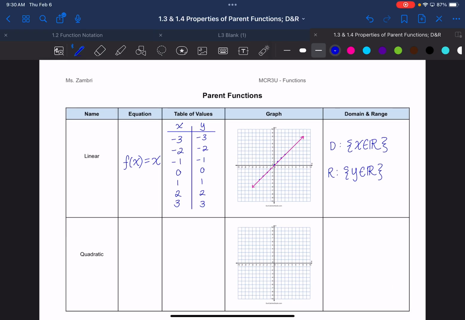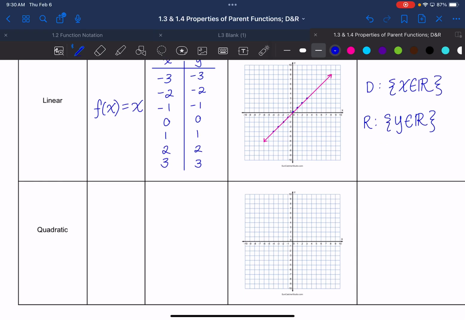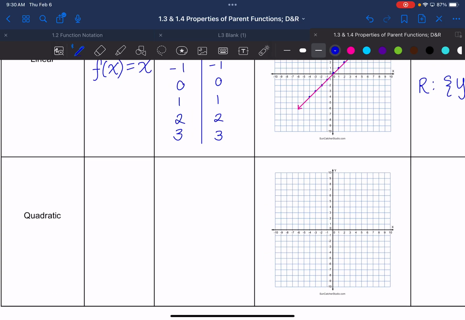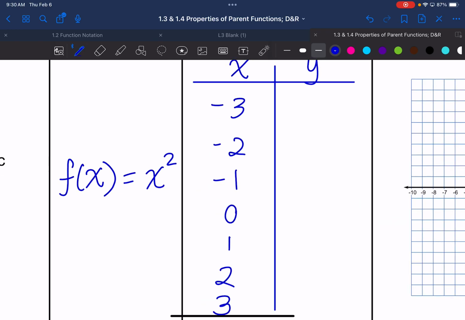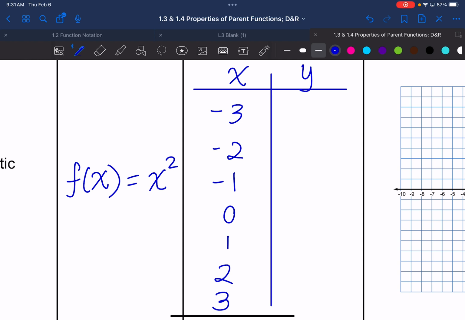All right. Cool. Quadratic, that's the x squared. So again, instead of saying y, I'm going to say f of x equals x squared. And if I do the same thing where I go from -3 to 3, just to see what this function is going to look like with my table of values: -3, -2, -1, 0, 1, 2, 3. I'm taking my input values and plugging them into this function, so I'm squaring whatever my input is. If I square -3, I'm going to get +9.